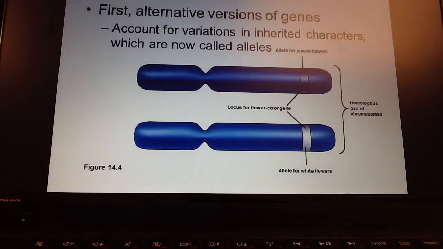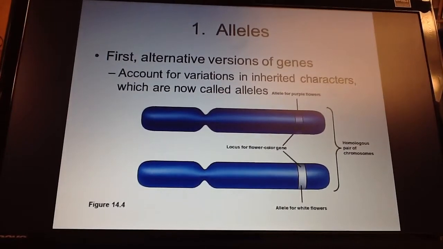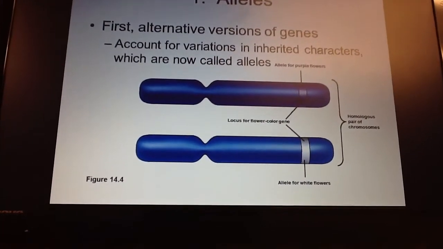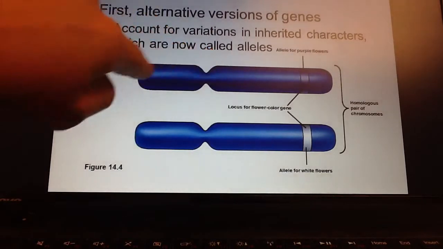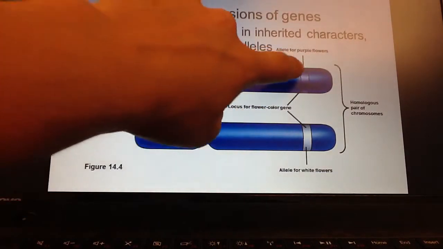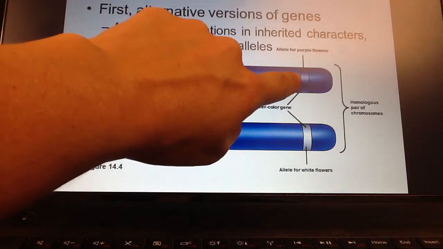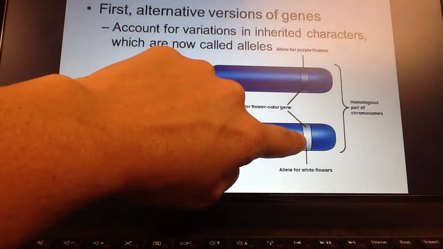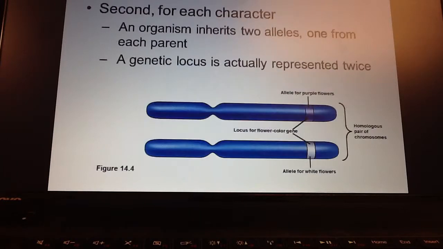Number 1 is that there are going to be different versions of a gene, and we're going to call those alleles. So the alleles account for the variation in an inherited characteristic. And so here on this same chromosome at the same locus is the gene for flower color. However, there's the allele for purple versus the allele for white. And so on homologous pairs of chromosomes, it's possible to have 2 different alleles for the same gene.